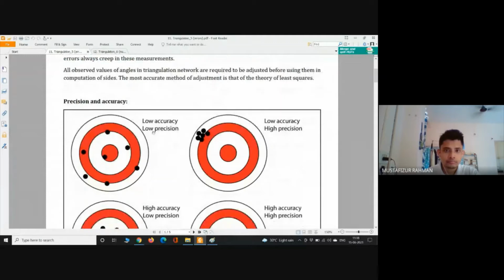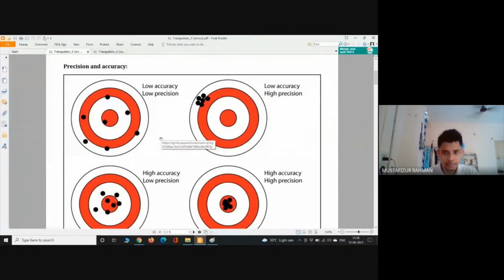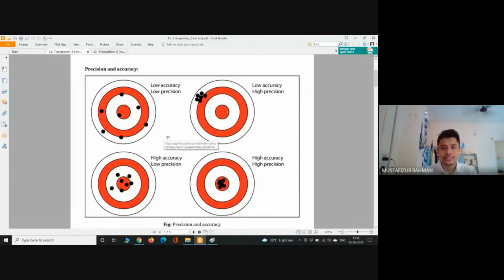So first of all, we have a definition of precision and accuracy. This is a diagram which tells us what is precision and what is accuracy. In this figure, the central red dot is the true value, and the black dots are our measurements. In the first one, our measurements are haphazard. Say the true measurement was 100, and our readings are 50, 60, 80, 90, 110, like this. Our measurements are different from each other, and also not close to the actual value. So this is a case of low accuracy and low precision.